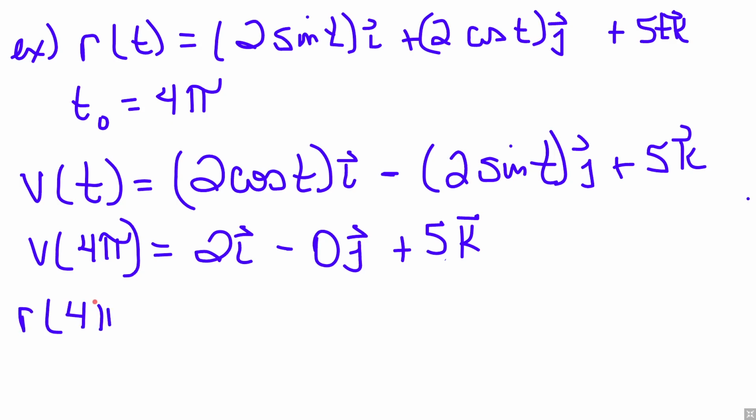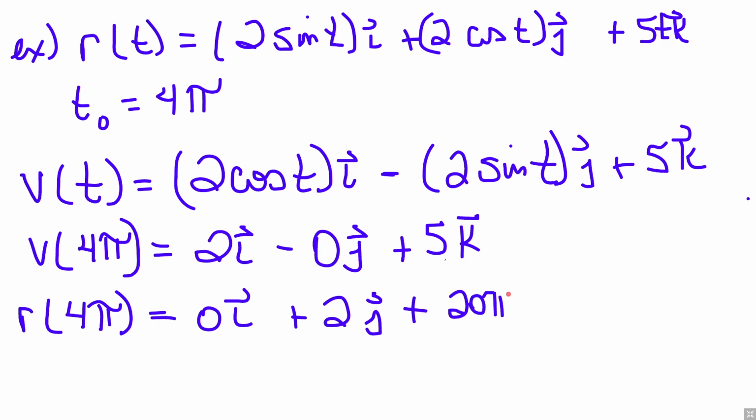So if we find r of 4 pi, we're going to end up with 0 in the i direction plus 2 in the j direction plus 20 pi in the k direction. Okay, so with that, we've got all the information we need in order to write our equation. For our first equation, for x, what would be our parametric equation for x? 2t. Yes.